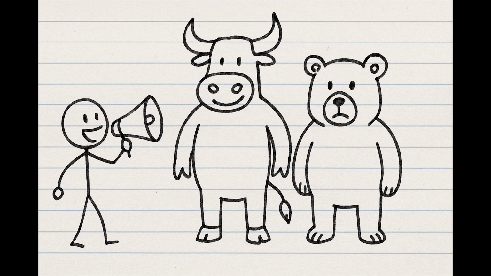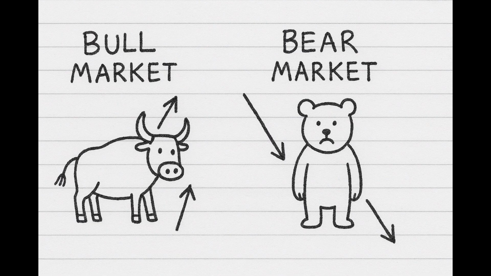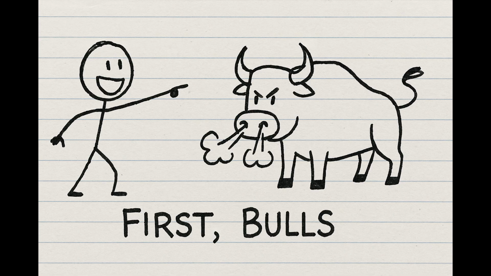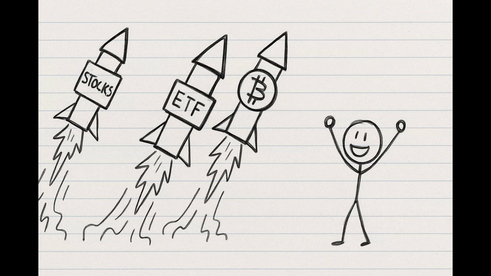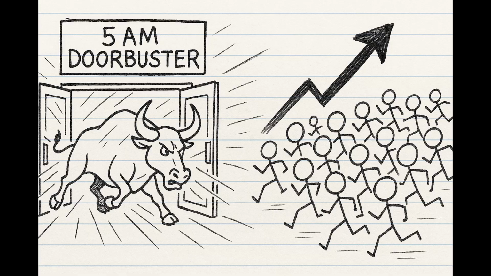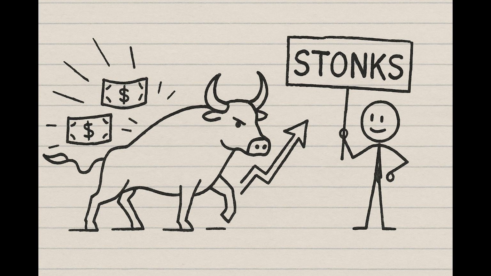Zoom out and you'll meet our two mascots, a bull market and a bear market. First, let's talk about bulls. It is a months or years-long uptrend across the whole market. Think 2010 through 2021, when seemingly every stock, ETF, and random crypto coin was moonbound. Bulls charged like a Walmart doorbuster crowd at 5 a.m., fueled by optimism, stimulus checks, and memes.